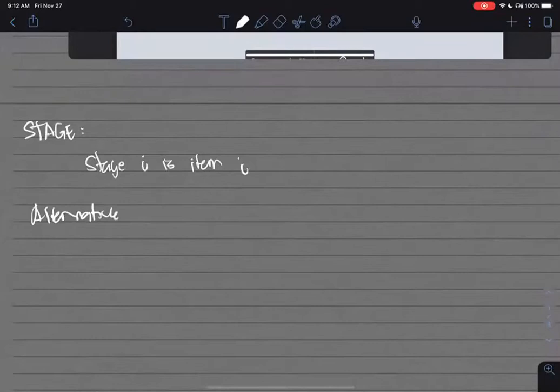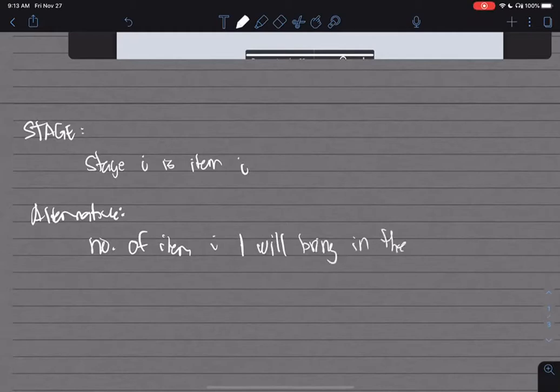Alternative. So, at every stage, what is your decision point? Okay. So again, our stage is on every item. I have to decide on every item. But what do you have to decide on? I have to decide on the number of items I will bring in the backpack.